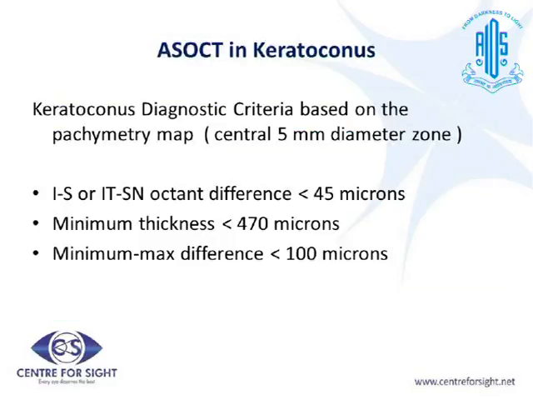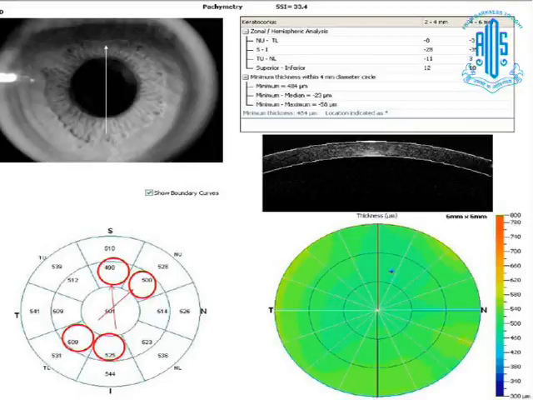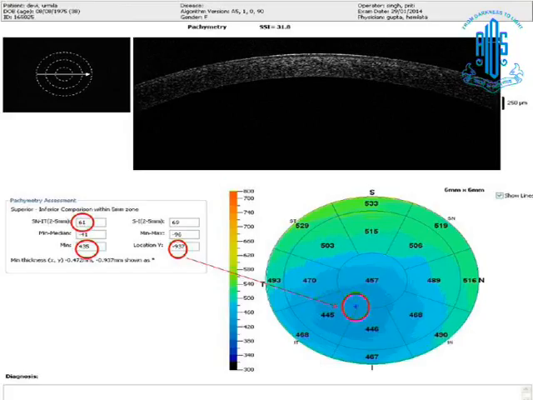So keratoconus can be diagnosed on anterior segment OCT based upon these 4 criteria in the central 5 millimeter pachymetry zone. This is how a normal cornea looks like on anterior segment OCT, and this is a case of keratoconus. You can see that the corneal thickness is less than 470 microns, and there's marked infratemporal to superonasal asymmetry. It also provides us with the progression pachymetry maps.